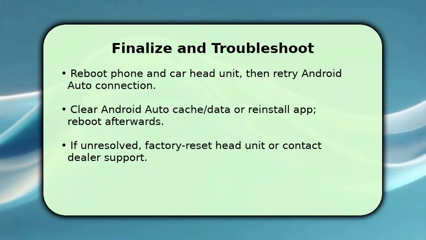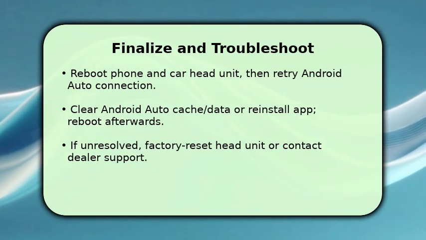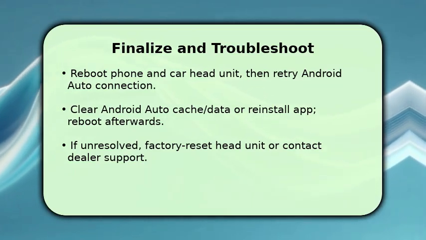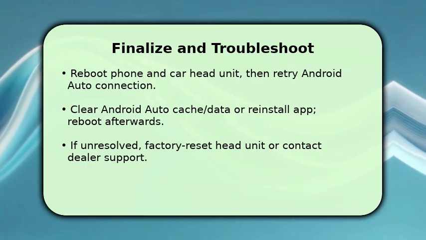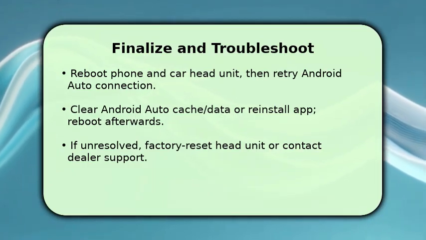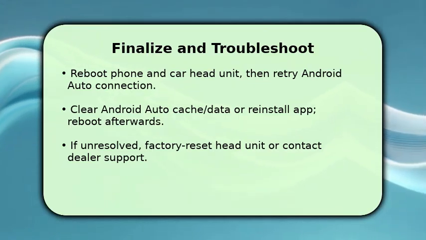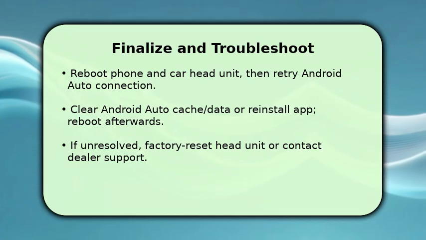If problems persist, clear Android Auto cache and data from app settings or reinstall the app, then reboot again to rebuild permissions. Make sure Do Not Disturb and Battery Saver are off, because they can block background services. If you still can't connect, consider a factory reset of the head unit or reach dealer support.